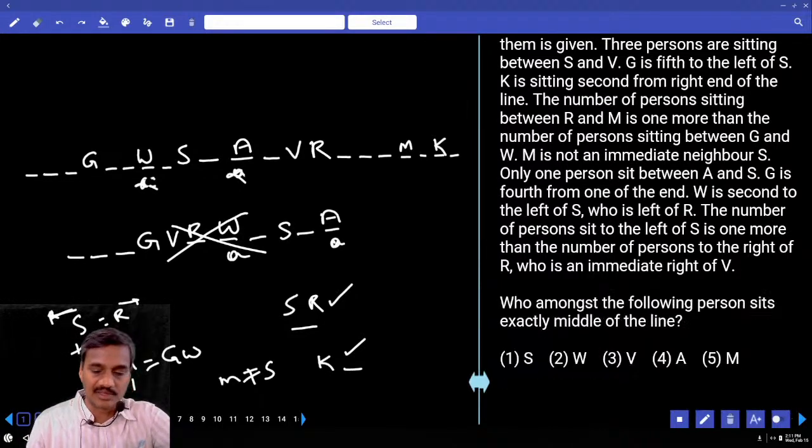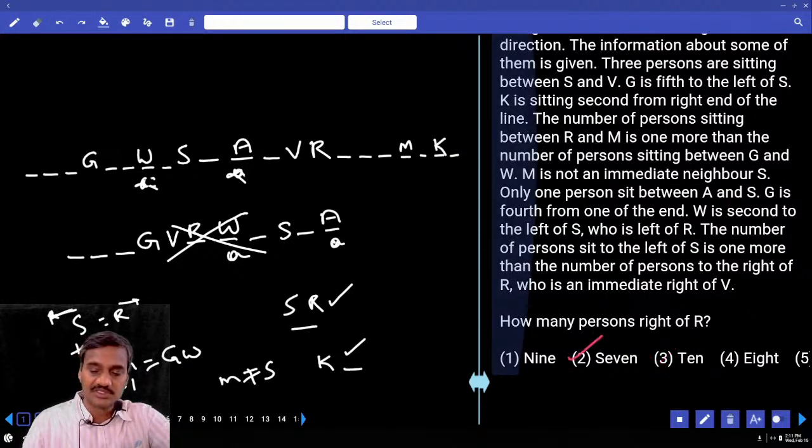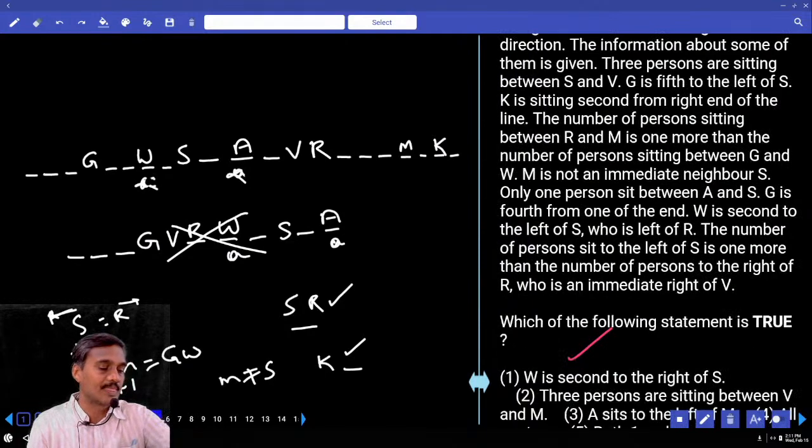Okay. Then coming to 3. Who among the following persons sits exactly in the middle of the line? Exactly in the middle of the line, A is at the 11th position from the 12th position. And how many are to the right of R? Right hand side of R, there are only 7 persons. 7, that is choice 2 to question number 5.